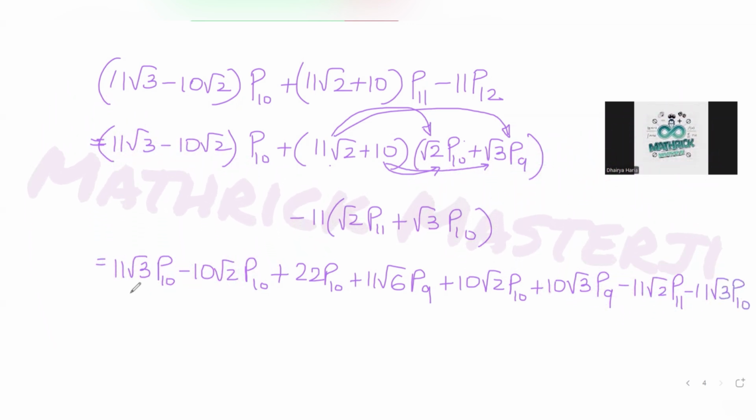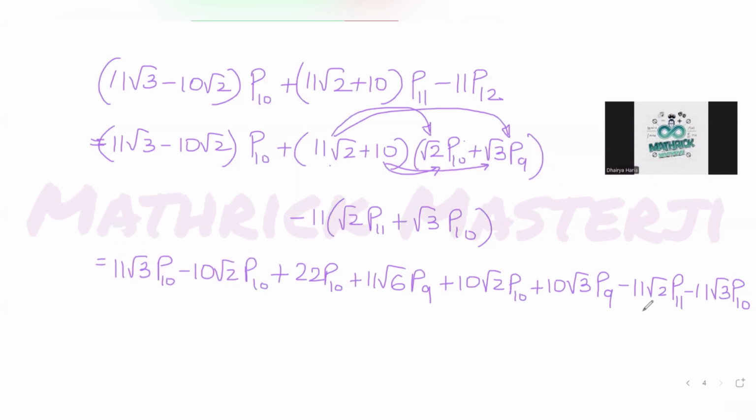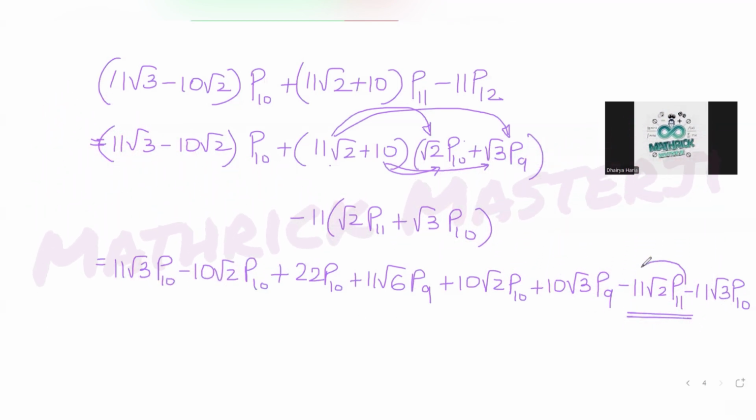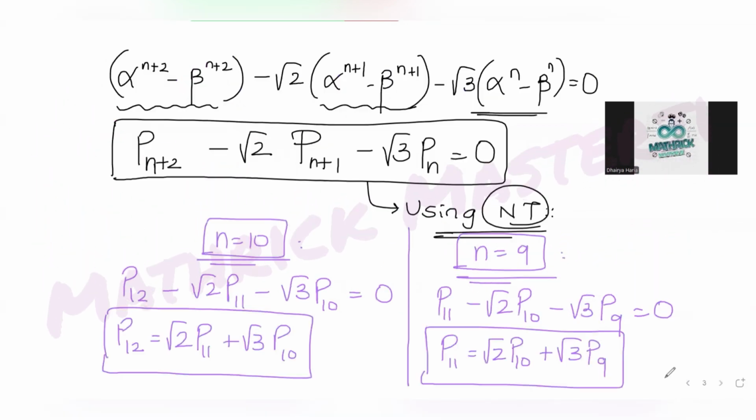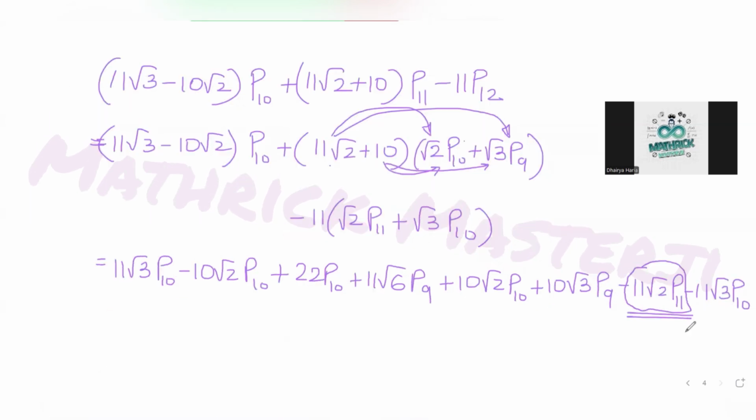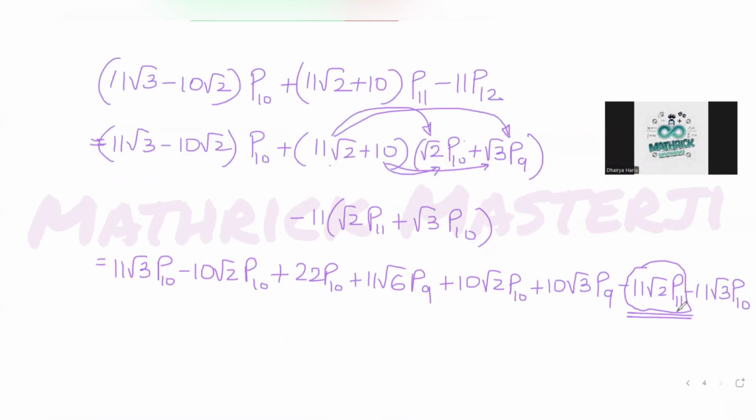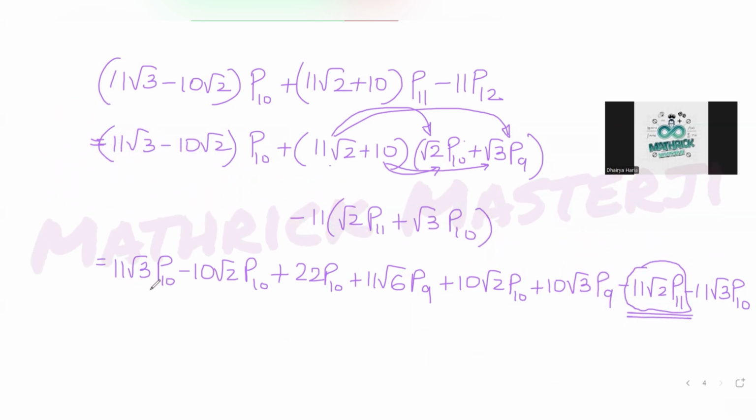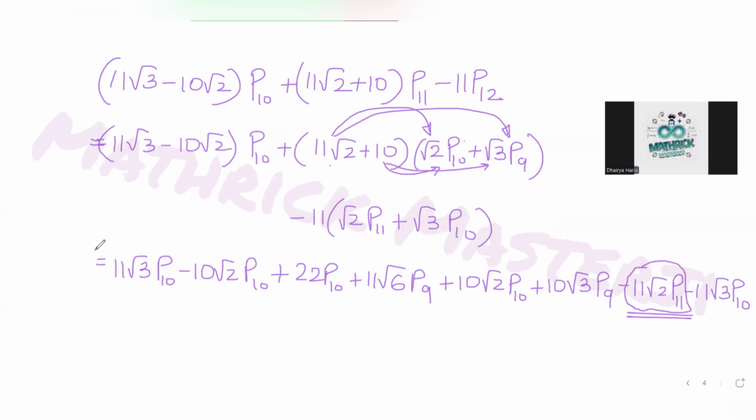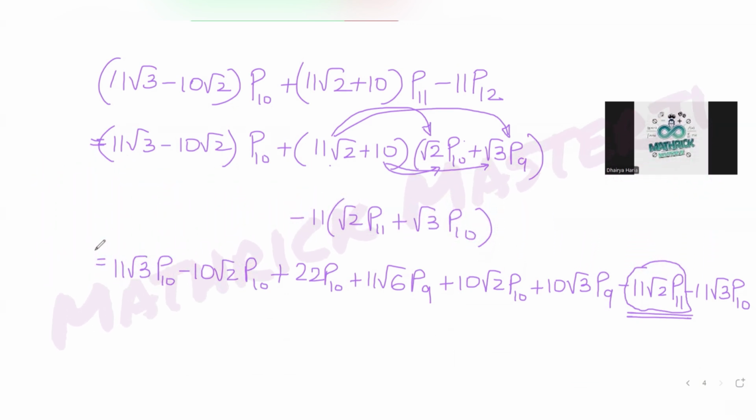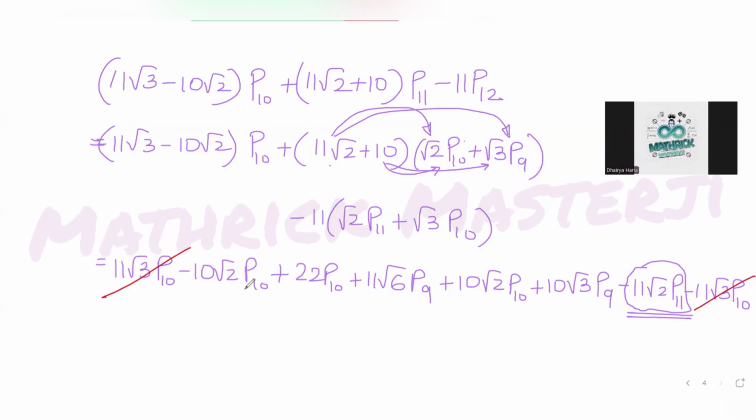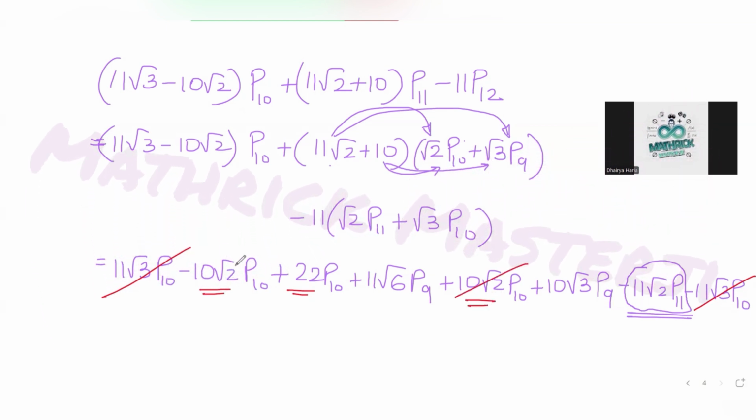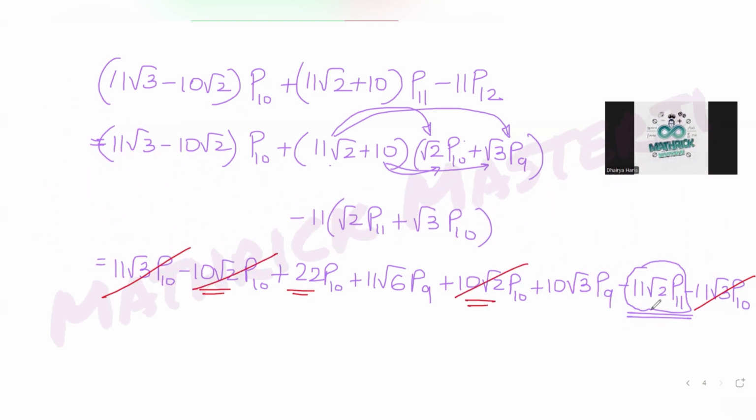Now, everything, if you see, we have converted in terms of P10 and P9. The only obstruction I'm getting here is in terms of P11. So I don't want this P11 also. I'll put my P11, which I know in terms of P10 and P9, here also in the next step. So I get this P11 also eliminated, and everything would be left in terms of only P10 or P9. If I can cancel anything, let's do that in this step only. 11 root 3 minus 11 root 3 I can directly cancel. With P10, I have minus 10 root 2 plus 22 plus 10 root 2 also, so let's cancel that directly. Nothing else can be cancelled.